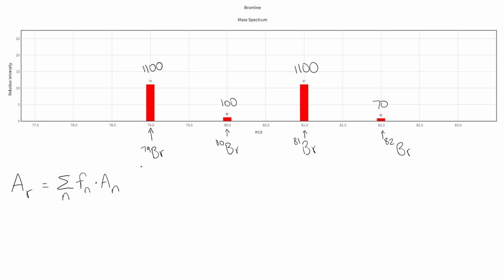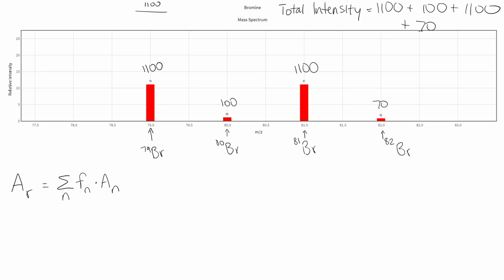So for bromine 79, the fraction is going to be its relative intensity, 1100, divided by the total intensity across all of the isotopes. And so the total intensity is going to equal 1100 plus 100 plus 1100 plus 70.